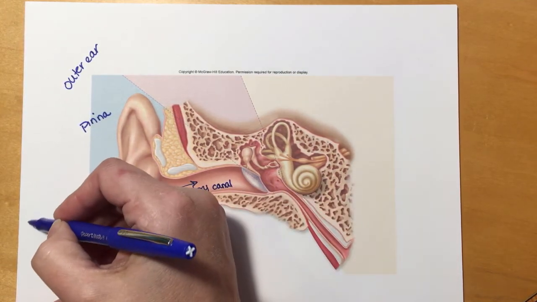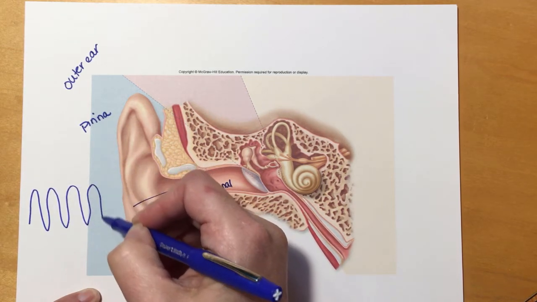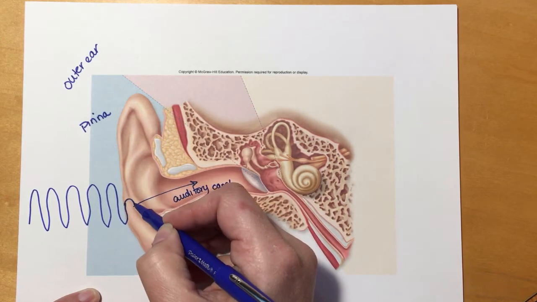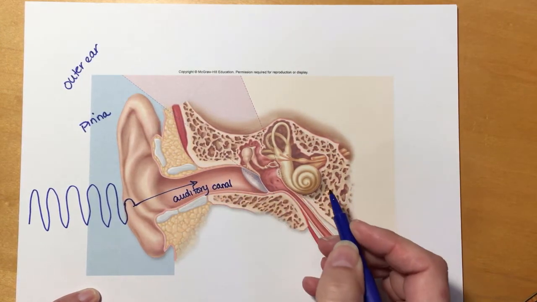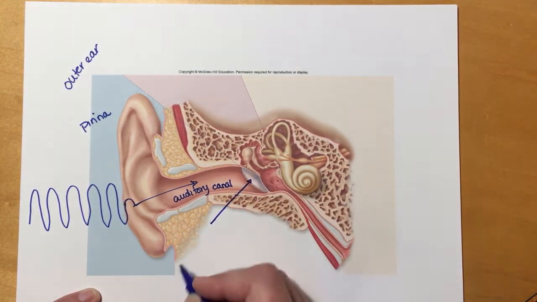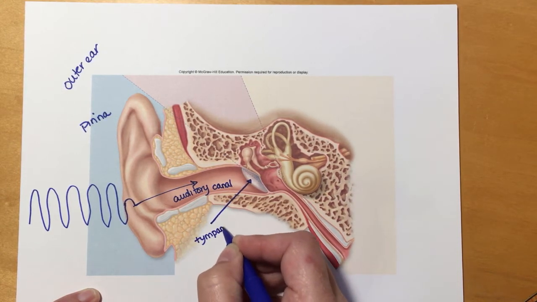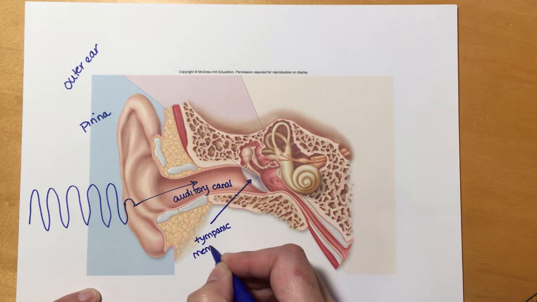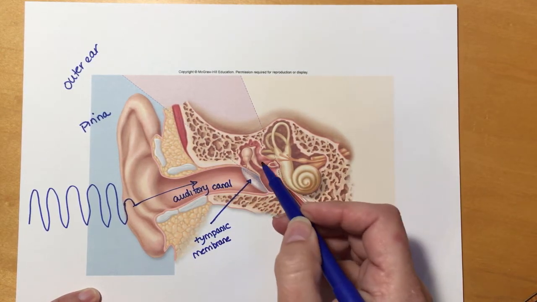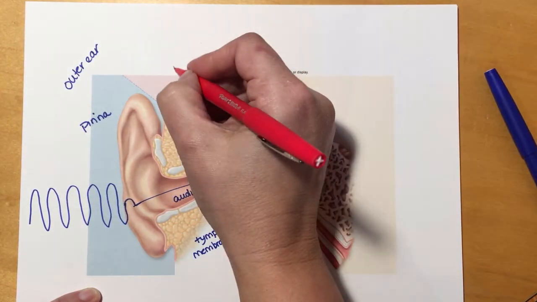So sound waves are coming in, and sound waves travel kind of like this. And once they get close to the ear, they're going to get caught in these whorls, and that will all be funneled into the auditory canal. The sound waves will travel down the auditory canal until they get to the tympanic membrane. The tympanic membrane is the border between the outer ear and the middle ear.